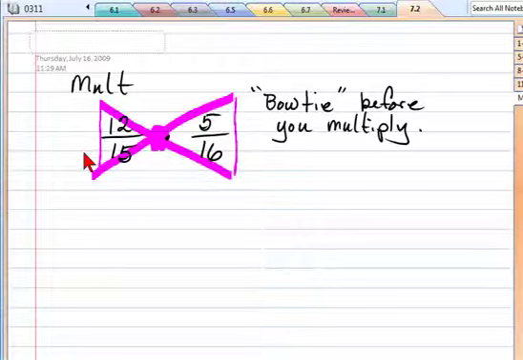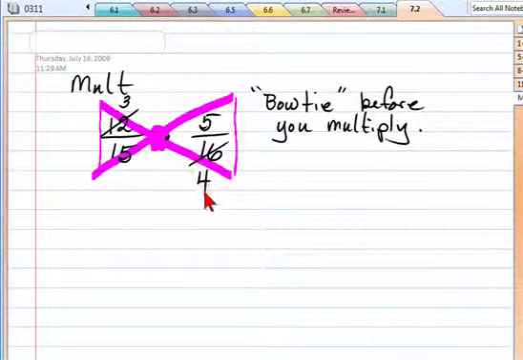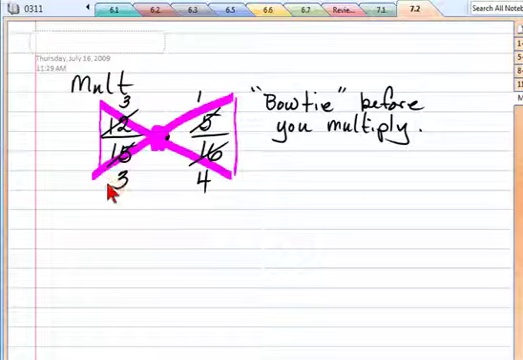Now, I hope the purple doesn't make it too hard to read. What could I reduce in this arithmetic fraction? 12 and 16 have a common factor of 4. 4 goes in there 3 times. 4 goes in there 4 times. What else? 5 and 15 have a common factor. 5 goes in there once. 5 goes in there 3 times. Do you see anything else?